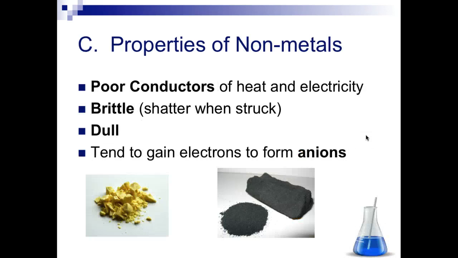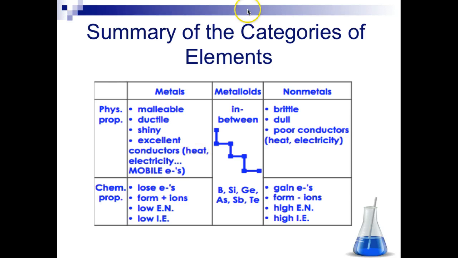Now let's look at properties of nonmetals. Nonmetals are poor conductors of heat and electricity. They are brittle, which means that if you hit them with a hammer, they'll break and shatter into small pieces. They're dull, so they don't have any shine to them whatsoever, and they tend to gain electrons to form anions. So all of the nonmetals that we're going to see in class are going to be negatively charged when they form an ion.